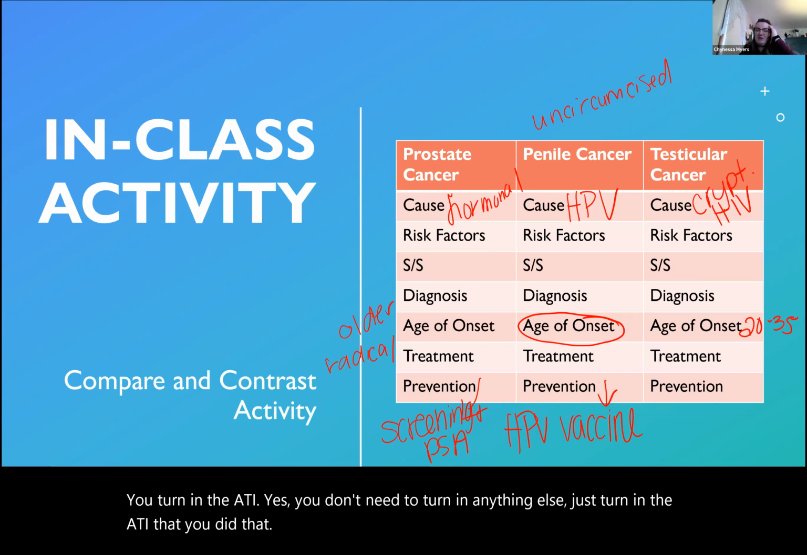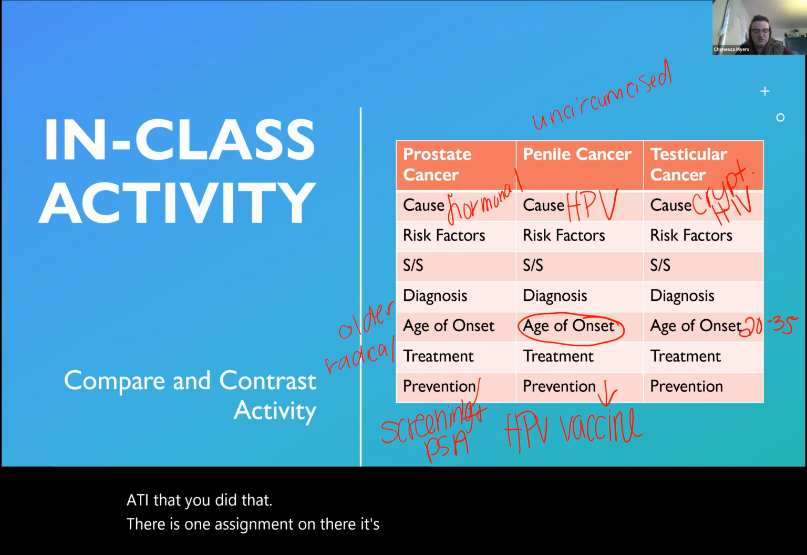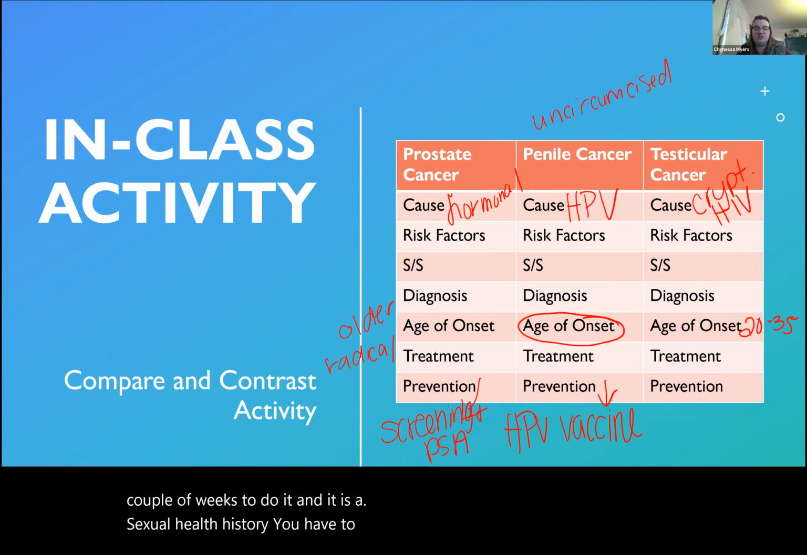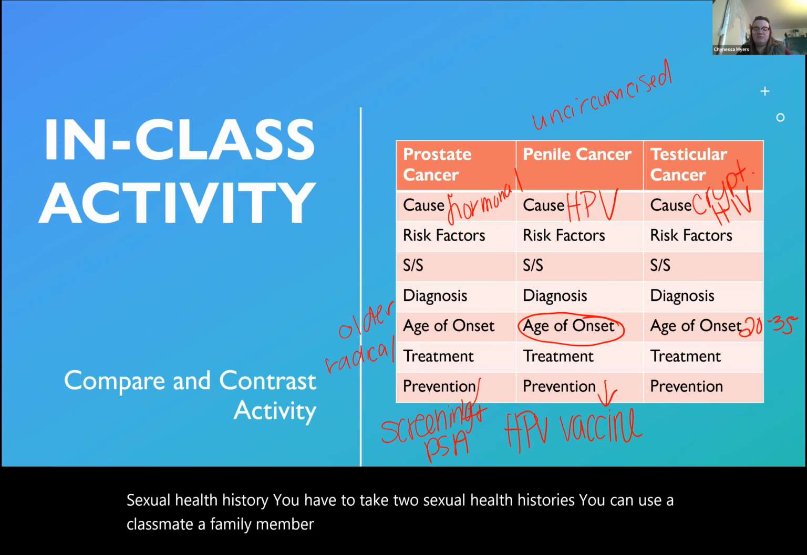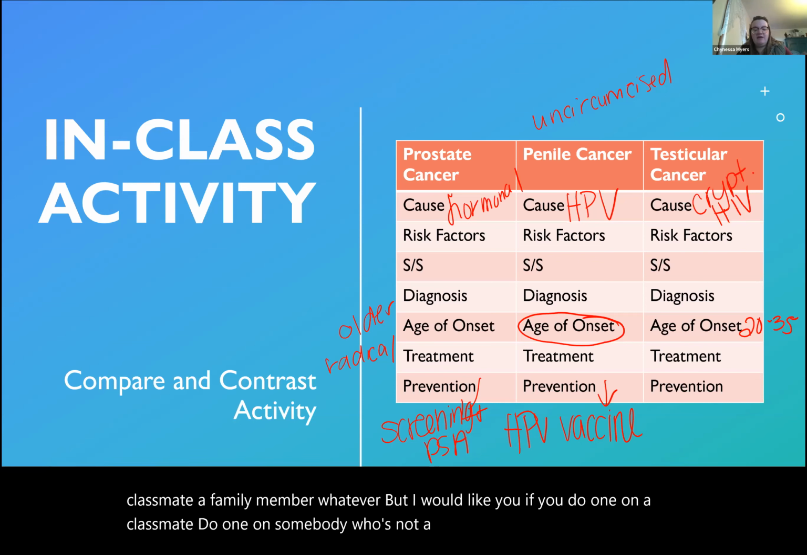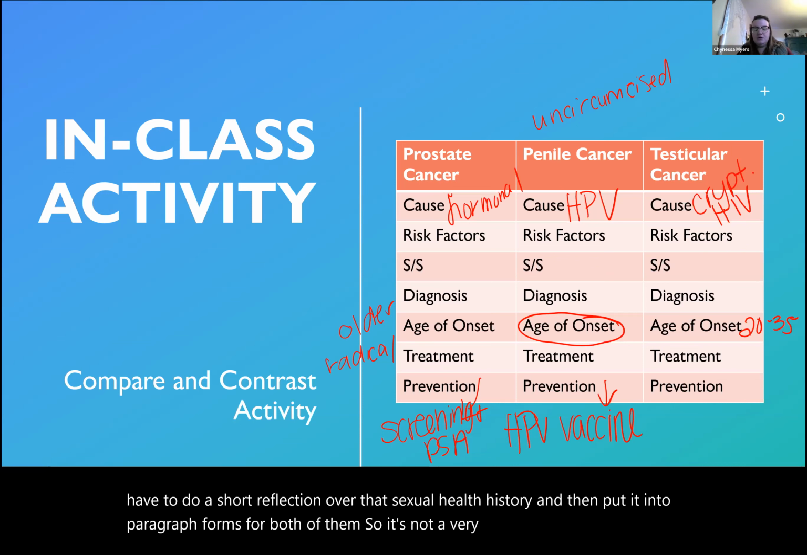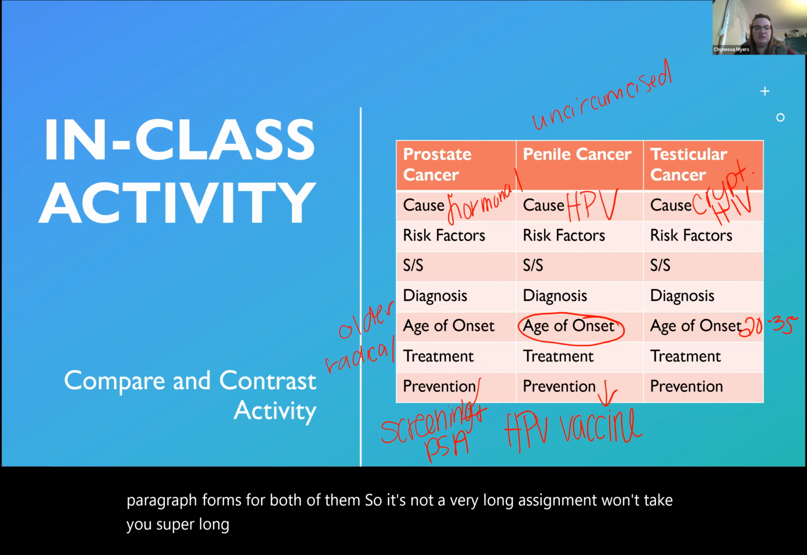There is one assignment on there. It's due February 4th, so that gives you a couple of weeks to do it. It is a sexual health history. You have to take 2 sexual health histories. You can use a classmate, a family member, whatever. But if you do one on a classmate, I would like you to do one on somebody who's not a classmate, so you can have a conversation with someone you're not quite as comfortable with. Then you have to do a short reflection over that sexual health history and put it into paragraph form for both of them. So it's not a very long assignment. It won't take you super long, but I do want you to do that. Okay.